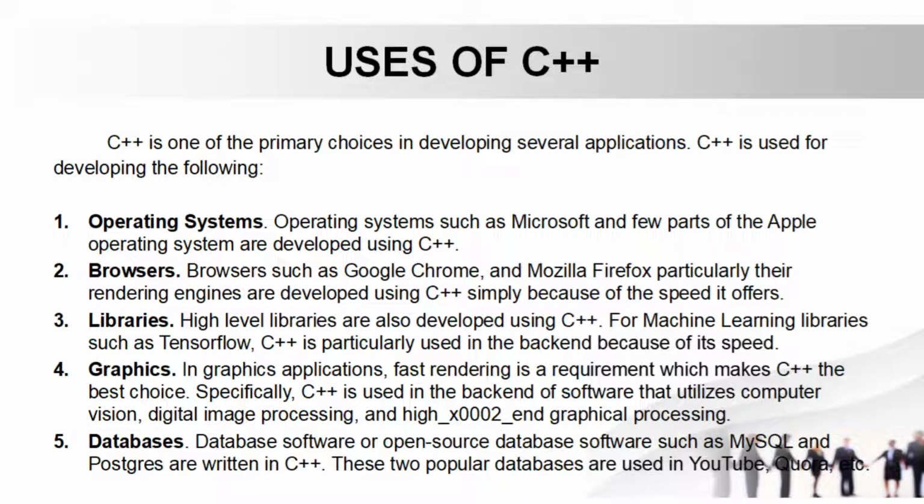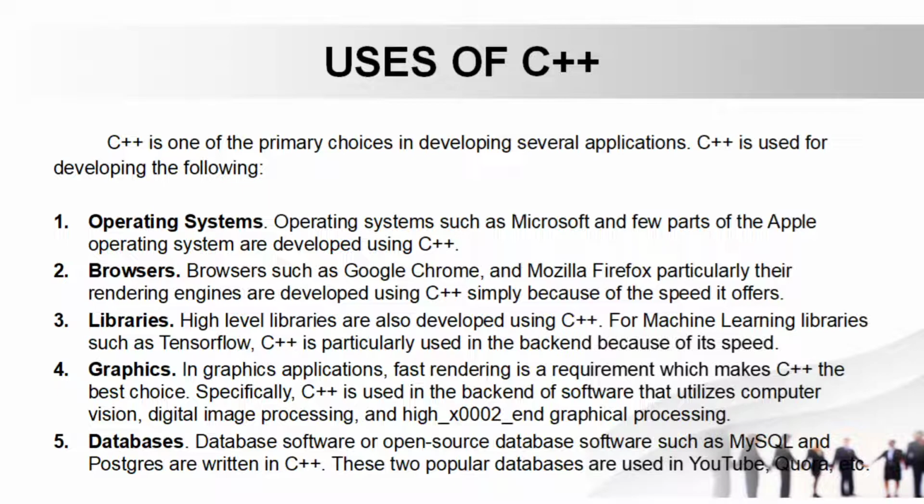C++ is used for developing the following. Number 1, operating systems. Operating systems such as Microsoft Windows and a few parts of the Apple operating system are developed using C++. Number 2, browsers. Browsers such as Google Chrome and Mozilla Firefox, particularly their rendering engines, are developed using C++ simply because of the speed it offers.